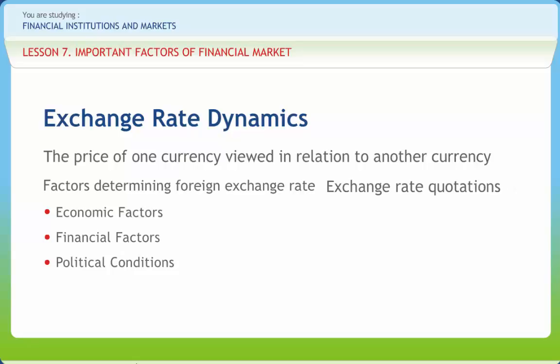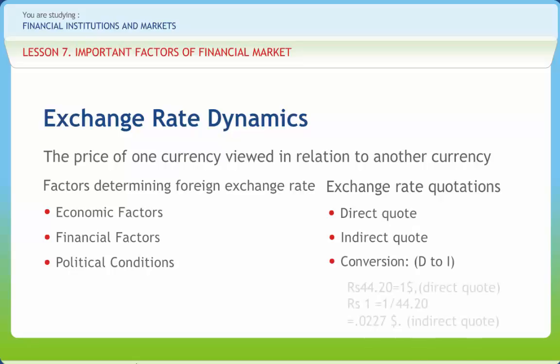Exchange rate quotations. First, direct quote. In direct quote, X units of domestic currency equal 1 unit of foreign currency. For example, rupees 44.20 per USD is a direct quote for USD in India. Second is indirect quote. In indirect quote, the domestic currency is the commodity which is being bought and sold. Commodity comes first and price next. For example, rupees 1 equals 0.02 USD.